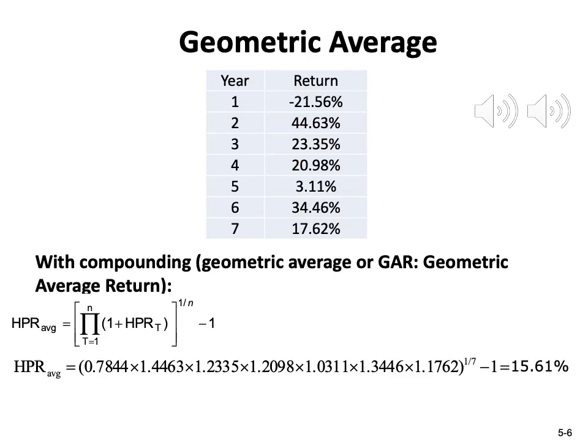Comparing the arithmetic average return and the geometric average return, you will always find the geometric average return is lower because it considers the compounding power.